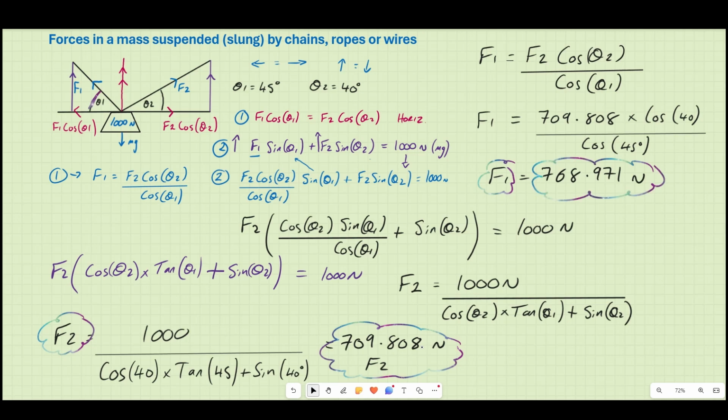So hopefully that has come in useful. It came in useful for me when I couldn't find any decent resources on this a long time ago. So there you go. Just be careful that you don't mix up your angles, label your diagram, and thanks so much for watching.